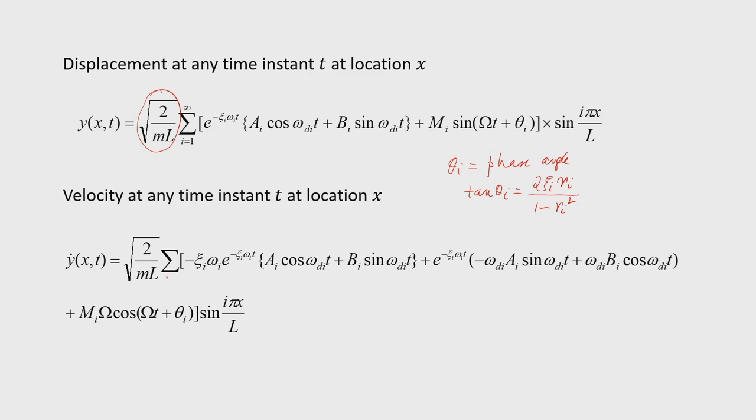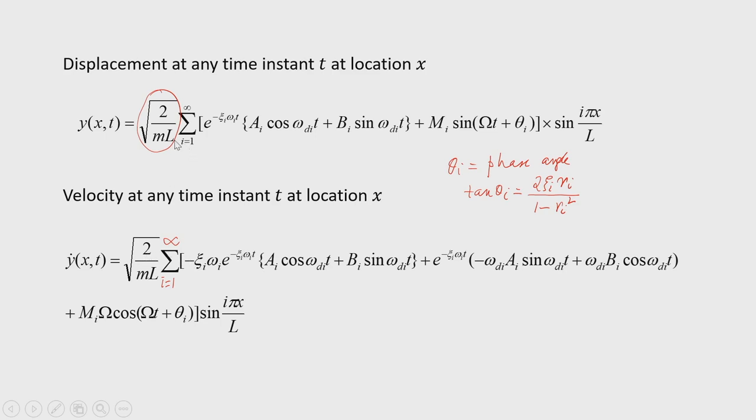Summation will contain the terms i equal to 1 to infinity theoretically. So we have minus xi_i omega_i e to the power minus xi_i omega_i t into (a_i cos omega_di t plus b_i sin omega_di t) plus e to the power minus xi_i omega_i t times bracket minus omega_di a_i sin omega_di t plus omega_di b_i cos omega_di t. Omega_di is nothing but the damped natural frequency in the ith mode, plus the time derivative of this function, m_i omega cos(omega t plus theta_1).